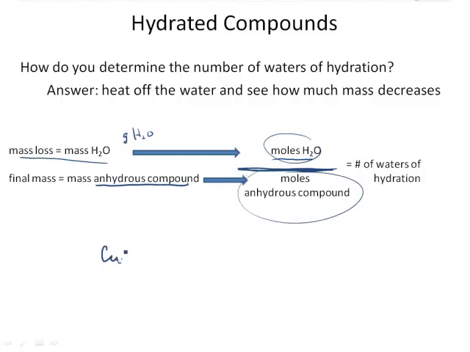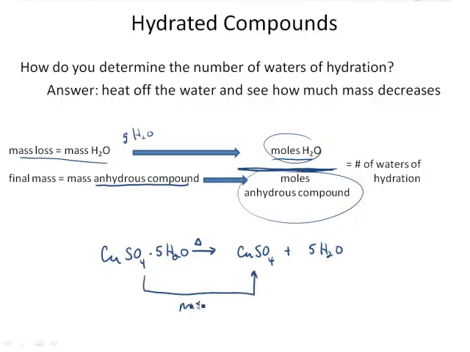So the idea is, if you had copper sulfate, and in this case you had 5 waters, what happens is you heat it. A little delta symbol above a reaction arrow in chemistry means heating it. That will give you copper sulfate anhydrous plus the 5 waters. And the idea is the mass of your solid decreases because the water has left. That mass decrease equals the grams of water. So the grams of water will give you the moles of water. The grams of the anhydrous compound gives you the moles of copper sulfate, and then from that you can determine the number of water molecules.